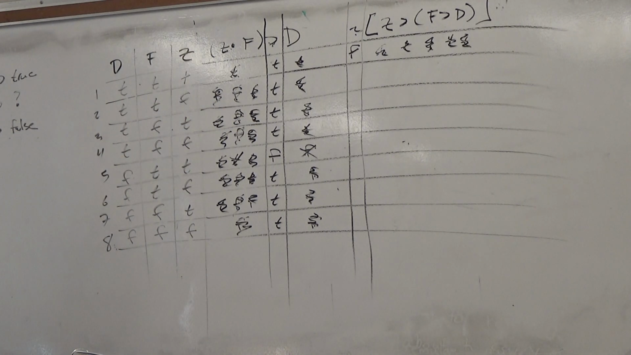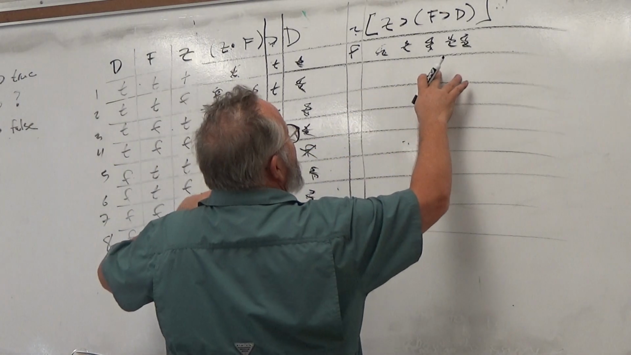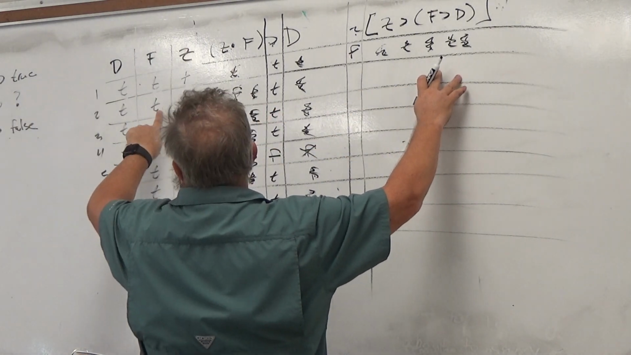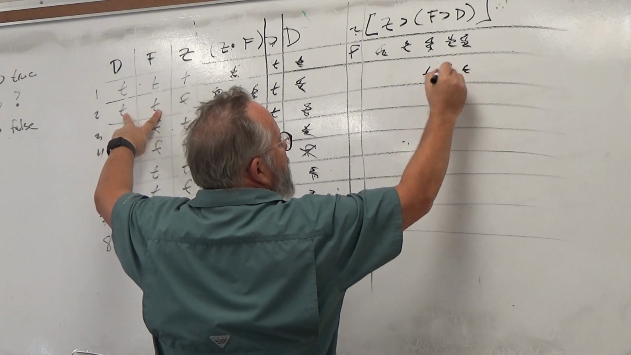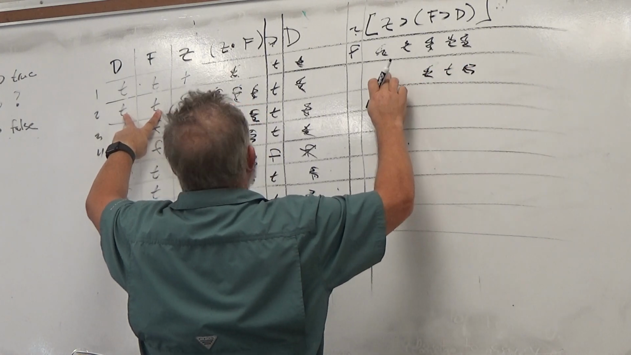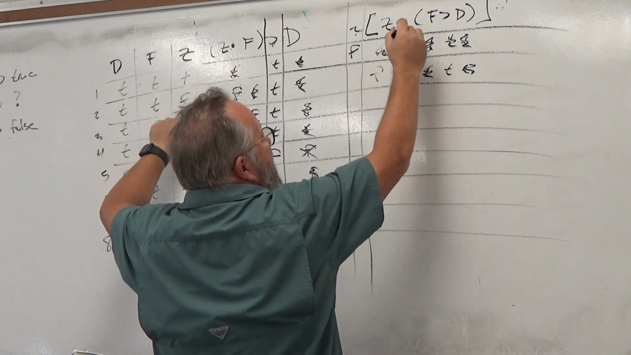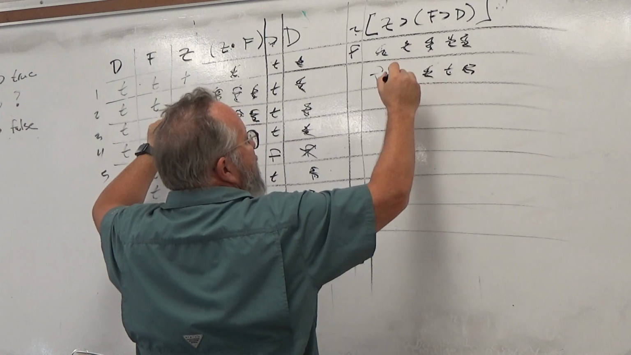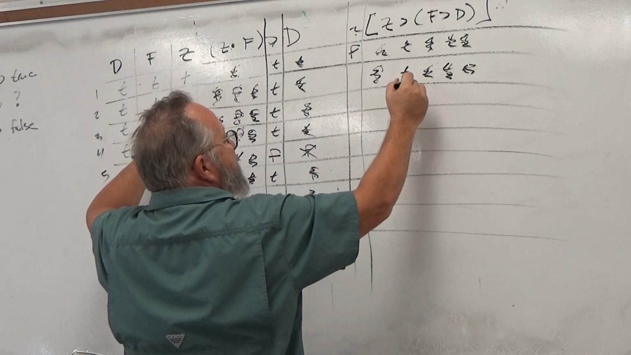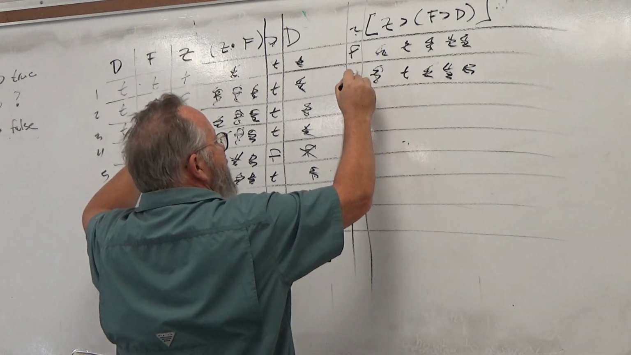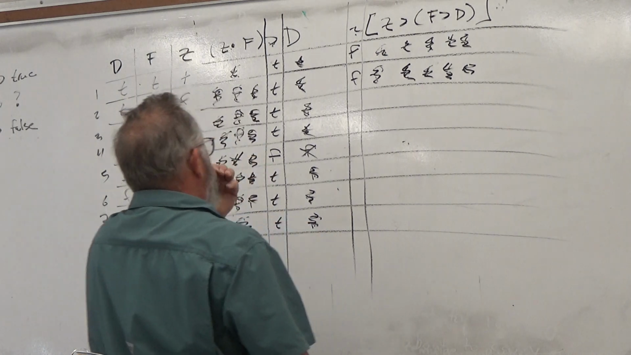Everybody got that? Okay? So let's keep going. Line 2, F and D. So we have true, then true, which is true. Z here is false. False, then true is true. But we have a negation, so we negate the true and it becomes false. Okay, so line 2 gets false.